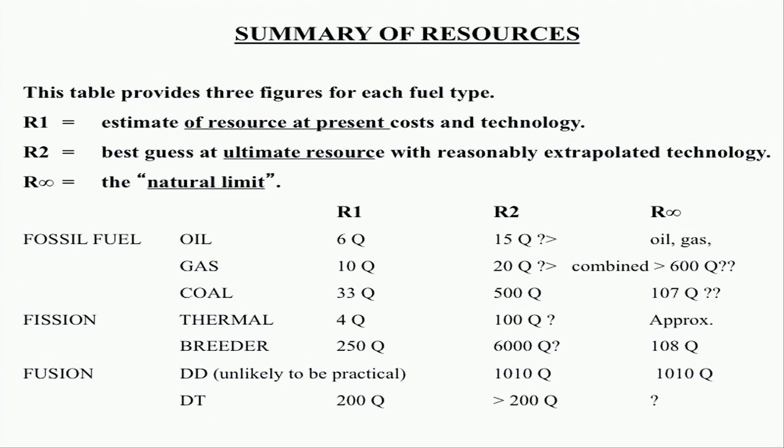Fusion, very uncertain. If we assume the deuterium and tritium reactors will work, we're looking at maybe 200Q and maybe greater than 200Q for R2. Nobody really knows or has done a good estimate for R-infinity. So those are the sorts of Q values we're looking at for all these non-renewable fuels.